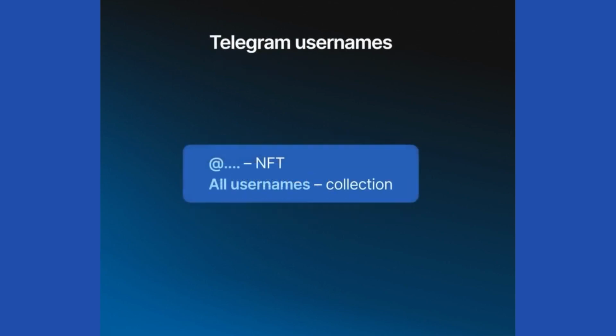Similar to TON DNS, there are Telegram usernames. They are also implemented as tokens, except there are no hierarchies. It's just a single collection of Telegram usernames, and then just a flat list of independent tokens for each username.